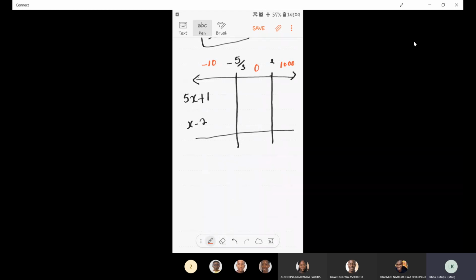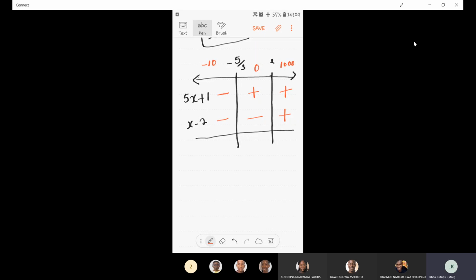So doing that, for the first one, 5 times negative 10 plus 1, this is obviously negative. Then negative 10 minus 2 is also negative. In the second column, 0 plus 1, that is positive. 0 minus 2, that is negative. The third column, positive and positive. So I'm substituting each of these representatives. Always imagine the governor or some random person who speaks for the entire region.